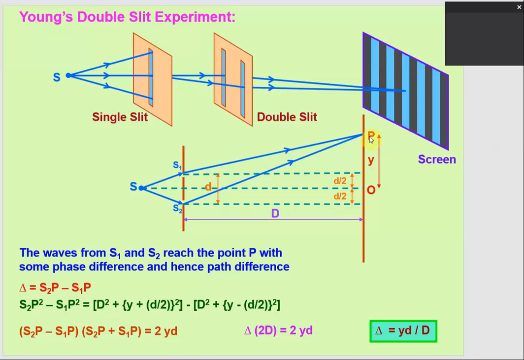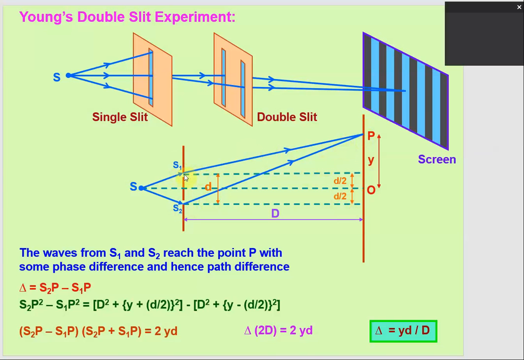Now we take any point P on the screen. This may be the point for a bright fringe or it may be the point of a dark fringe. We will decide that later by applying the condition for that particular dark and bright fringe. We take that we have a point P where the light coming from S1 and S2 is interfering, right?